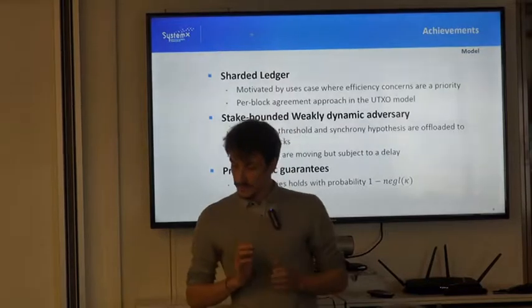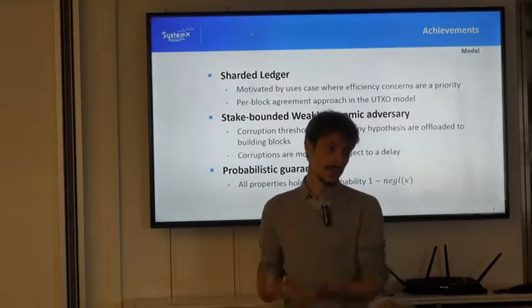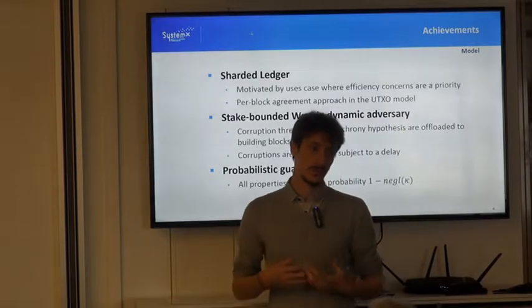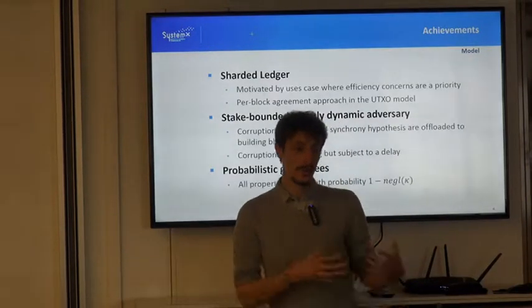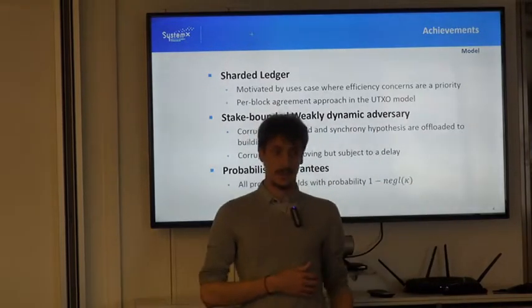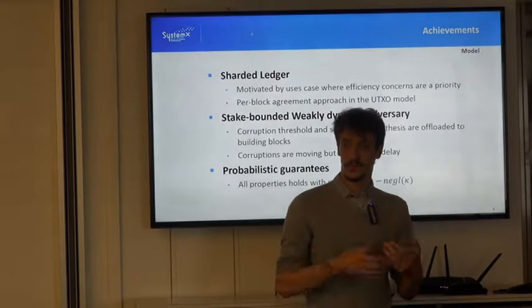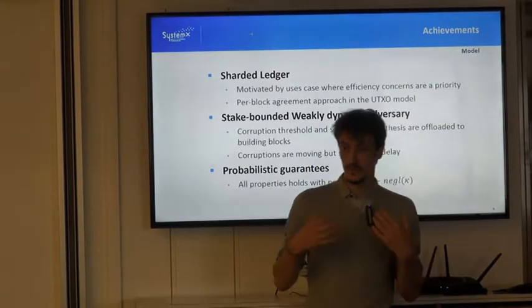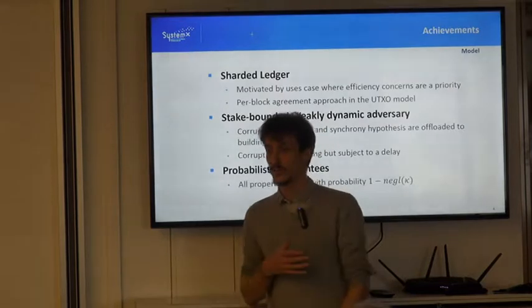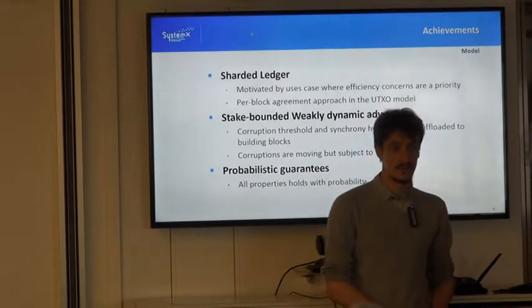So we have a stake-bounded weakly dynamic adversary. So in the proof-of-stake spirit, the proportion of stake owned by the adversary is bounded, and the adversary can corrupt nodes. So the adversary here is Byzantine, trying to break the protocol. It can corrupt nodes and dynamically corrupt new nodes, but not too quickly.